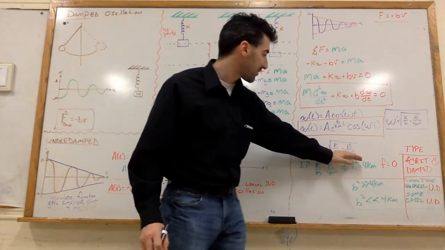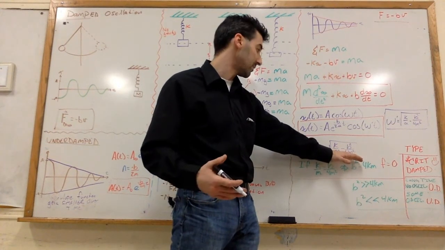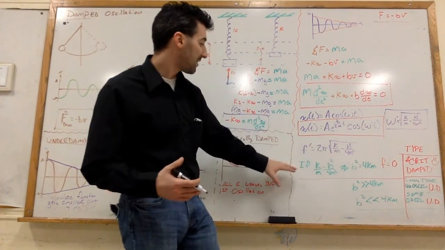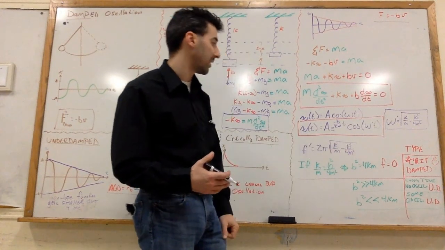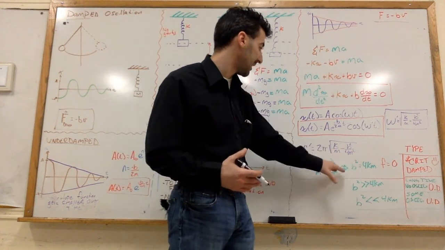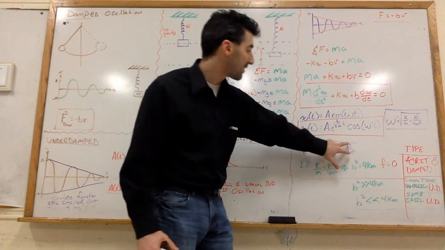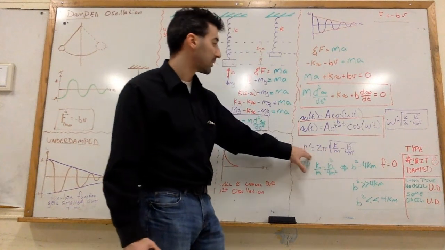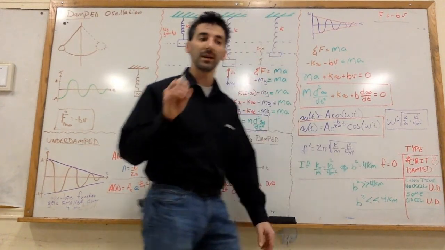So if I look at this, first of all, I know that it needs to be a positive value. I can't have negatives underneath my square root. Secondly, if I say that k over m is equal to b squared over 4m squared, or rearranging that, b squared is equal to 4km. What does that tell me? Well, if those two are equal, then my frequency is 0. If my frequency is 0, that tells me there's no oscillation.